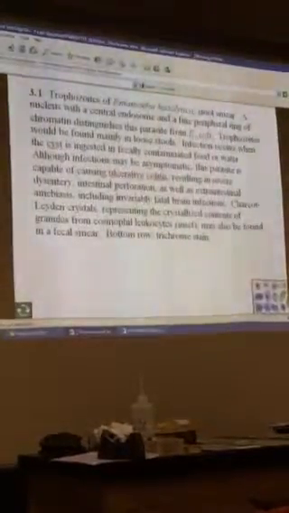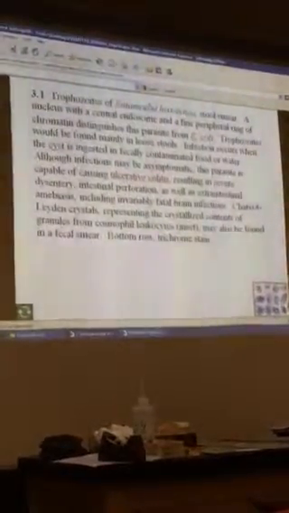Infection occurs when the cyst is ingested. We need to talk about that, which you already did. That's how it is with Entamoeba as well. Although infections may be asymptomatic, this parasite is capable of causing ulcerative colitis, and so on. We'll talk about all that later.